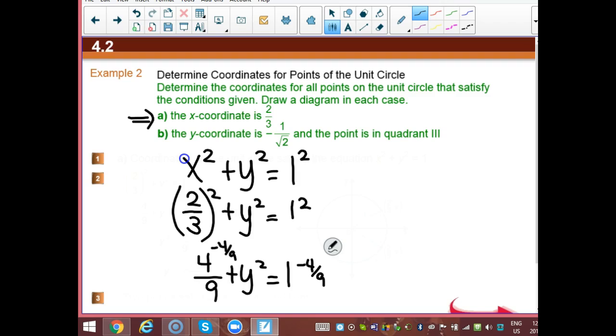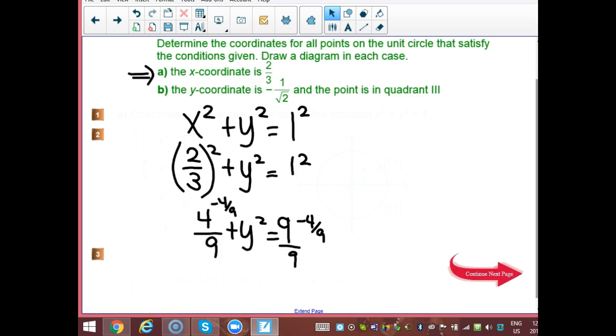And what I do is, because this is 1, I always just make it so it has the same denominator. So 1 is the same thing as 9 over 9. No, because 1 squared is 1. So, yeah, it's no longer squared. Okay, so the easiest thing is to change that 1 into whatever your bottom is. Yeah, so we have y squared is equal to, so 9 minus 4 is 5, and you leave the denominators.